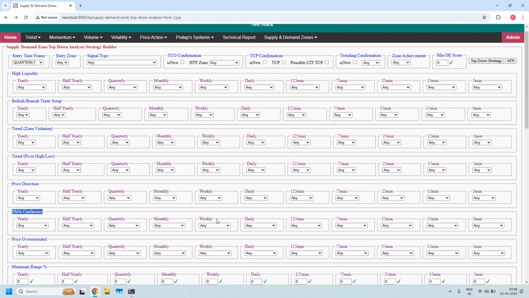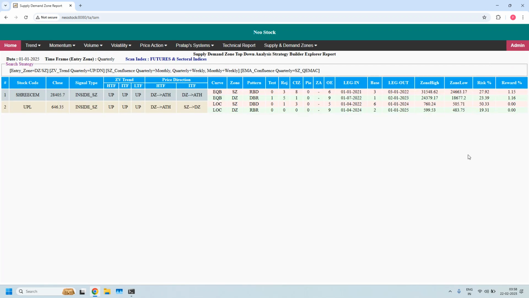In the EMA confluence at a quarterly time frame, I am setting the filter quarterly supply zone having quarterly EMA confluence. And trend on the quarterly time frame should not be sideways. It can be up or down. So with these filters, we got only 2 stocks. So these 2 quarterly supply zones are having quarterly EMA confluence. And weekly zone together with monthly zone, supply zone, part of the quarterly supply zone. So these are the few additional reports we generated for the weekly time frame.